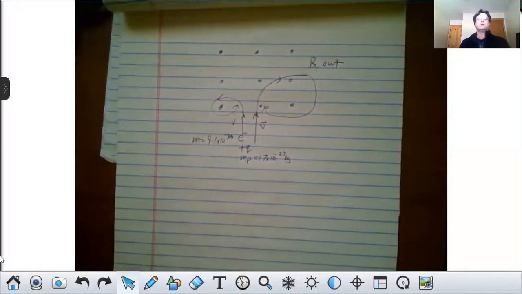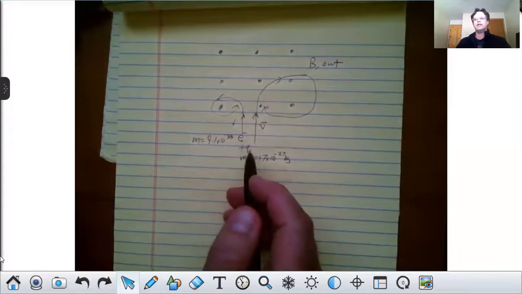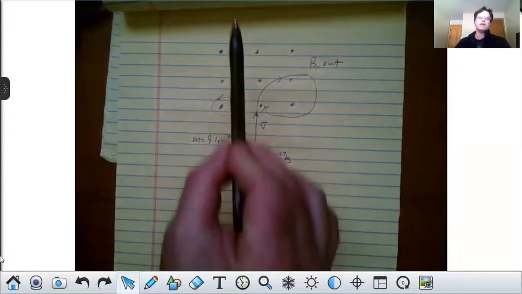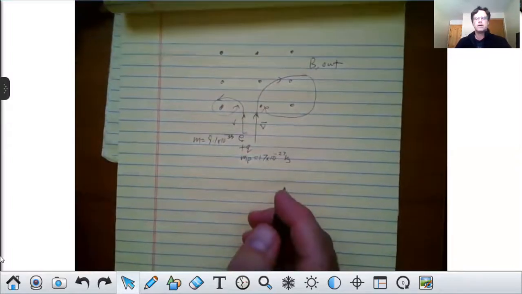Now, interestingly enough, just historically, this is how a lot of charged particles were first discovered. The electron was first discovered by J.J. Thomson in 1897 by shooting a beam of electrons and seeing how they deflected in the magnetic field.